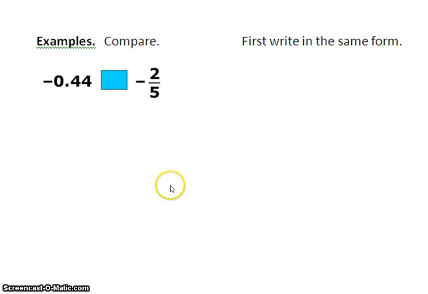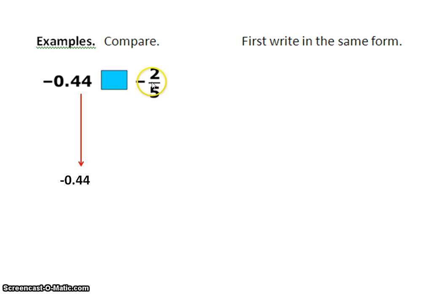In this example, we are asked to compare a decimal and a fraction. Now we need to write these in the same form. Now what we're going to do it twice. First, we're going to put them both into decimal form. Now negative 0.44 is already in decimal form, so that's going to just be brought down as negative 0.44.